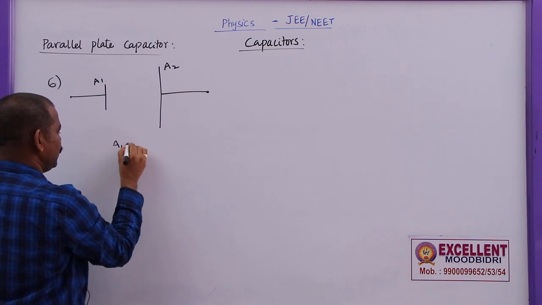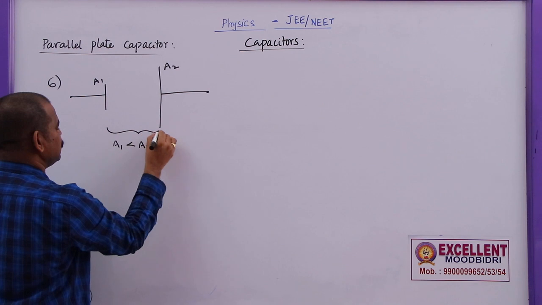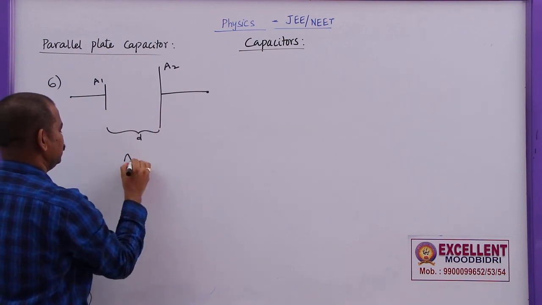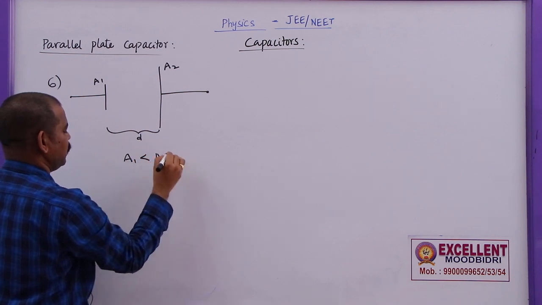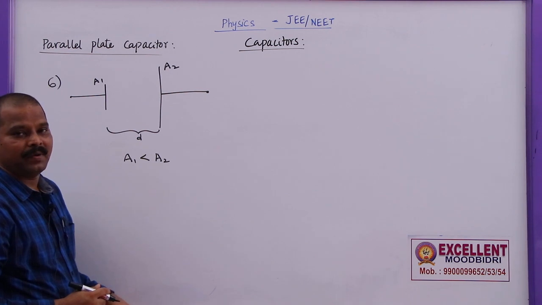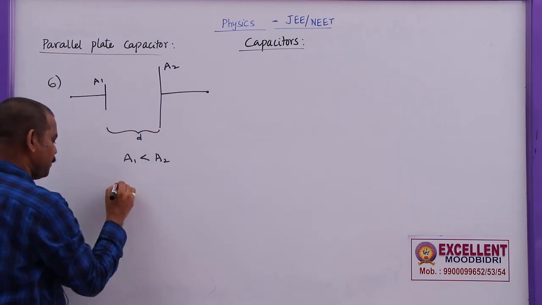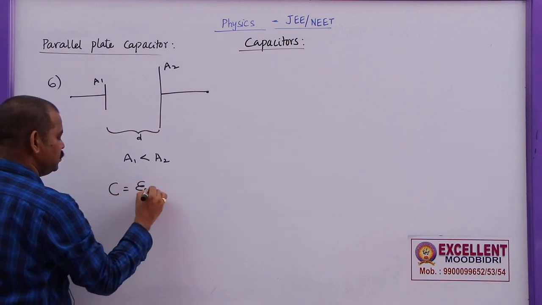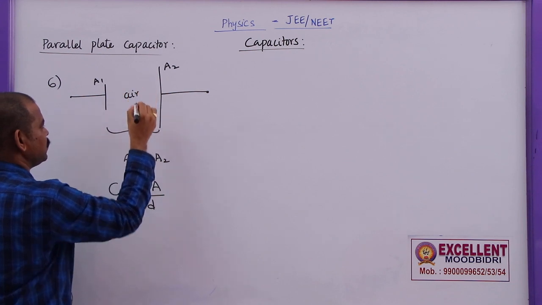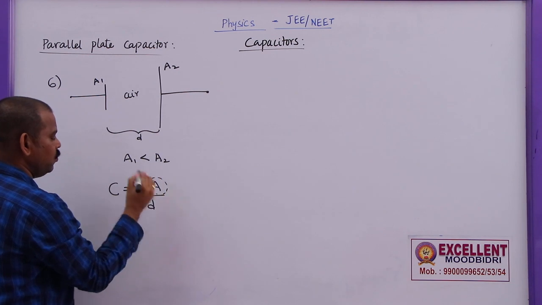So, here A1 less than A2, but the distance between these two plates is, let us say, given as D. So, A1 less than A2. Now, what is the capacitance of this parallel plate capacitor if the area of the two plates are different? Generally, capacitance is given by epsilon naught A by D if the space between two plates is completely filled with air. But here, which area we have to consider?